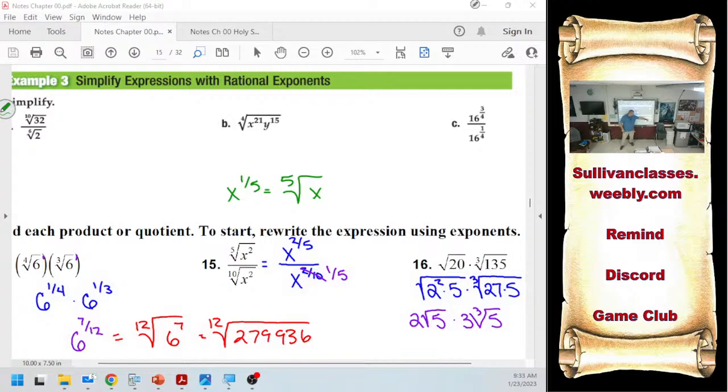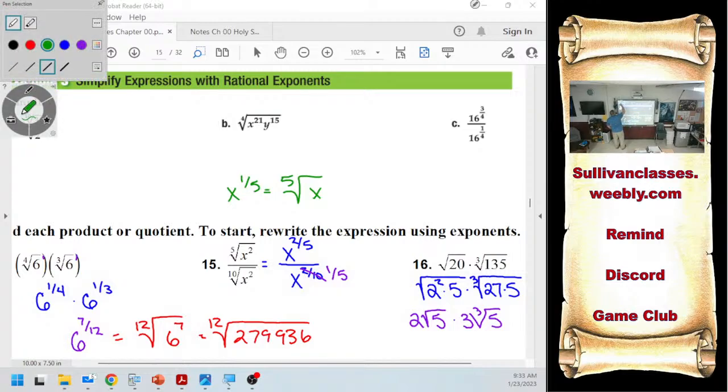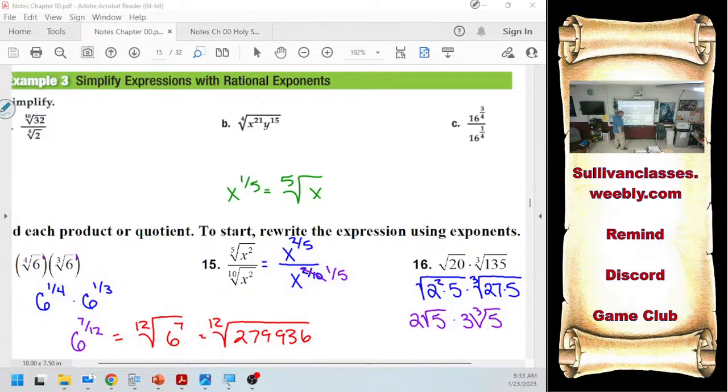I could have written this as 3 to the 3rd. I could have written this as 4. Just showing both. If I do that, then it turns out I can simplify each. If I simplify each, I get 2 root 5 and 3 cube root 5.